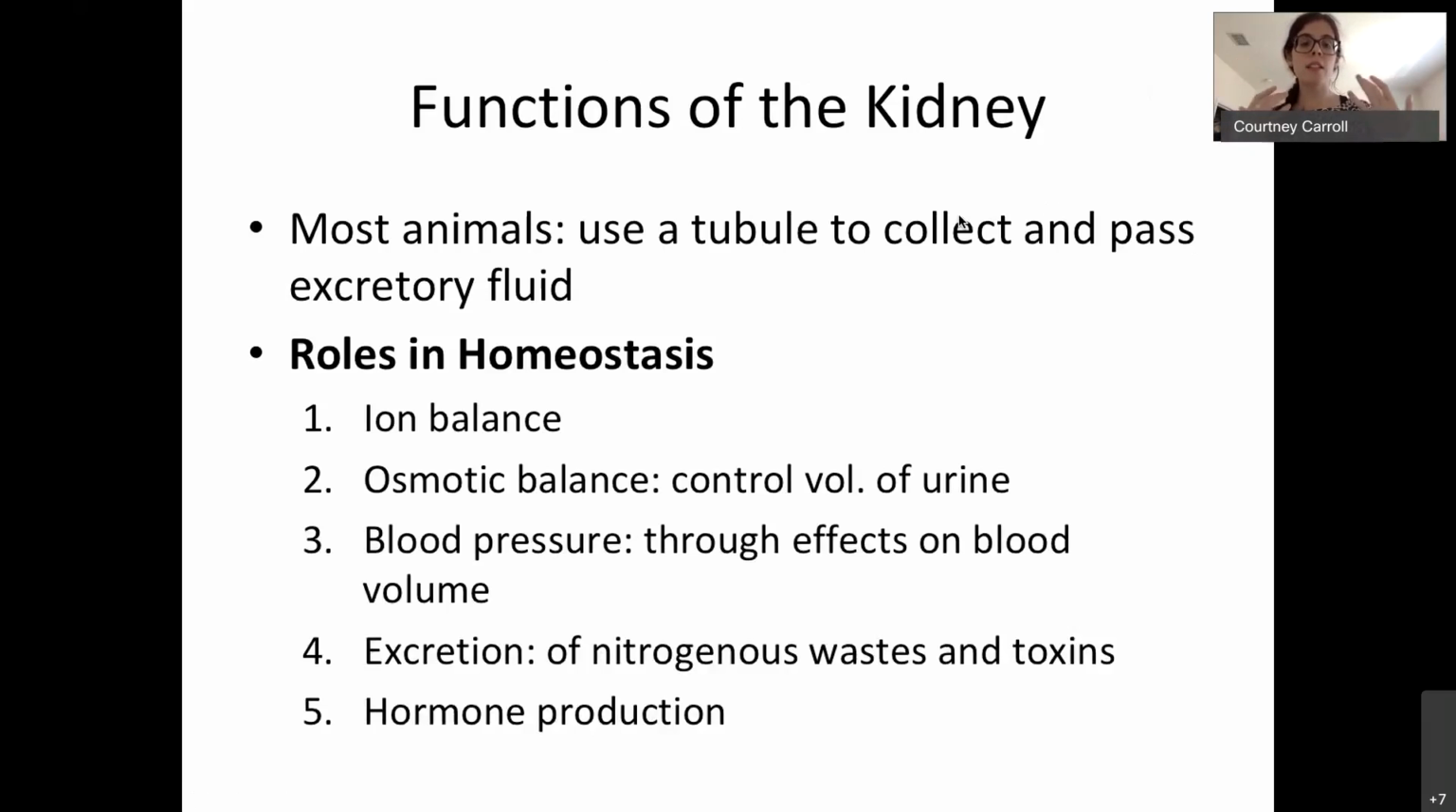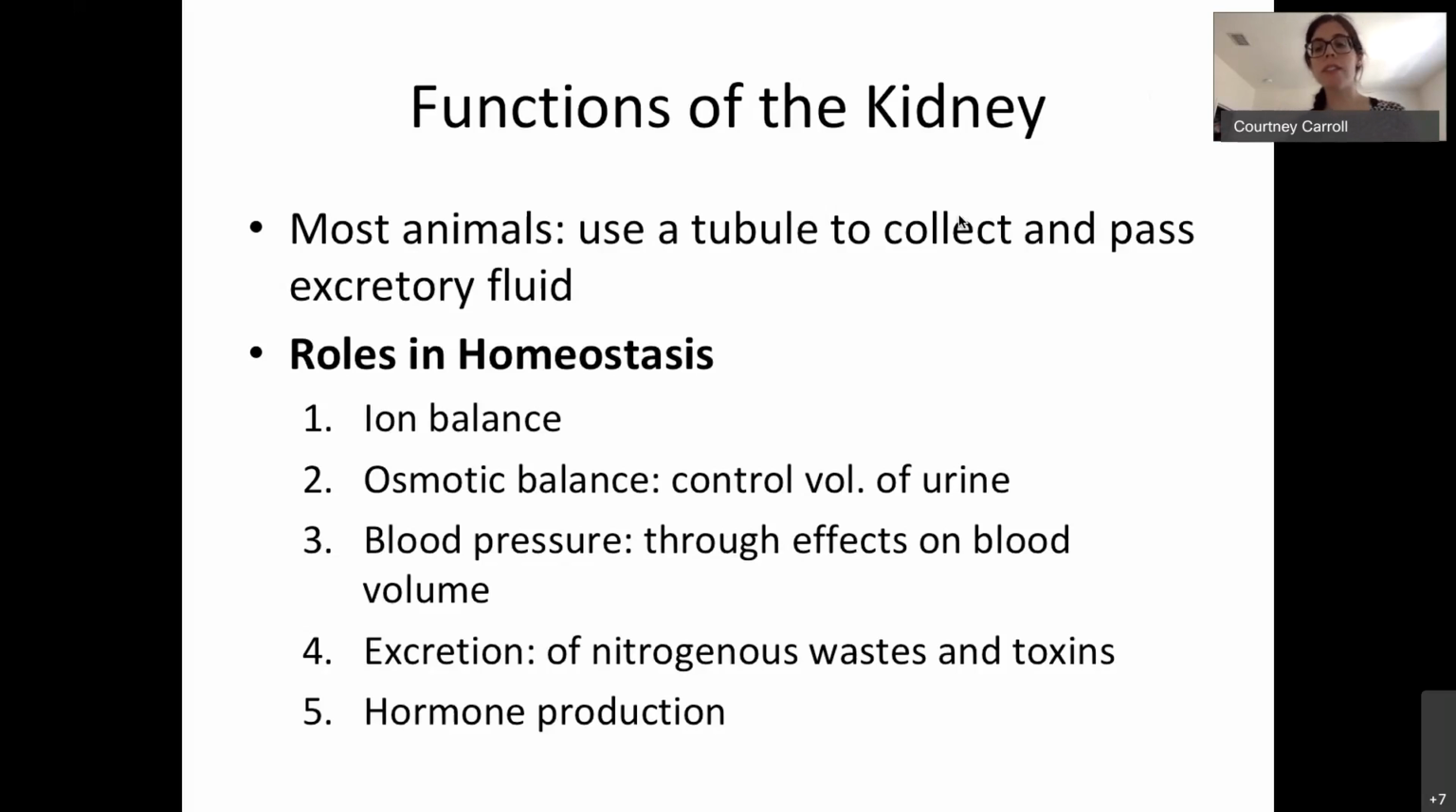The kidney needs to help us maintain the appropriate level of certain ions in our body. It needs to help us maintain osmotic balance, so the right amount of water. It needs to help us with our blood pressure. As we'll learn, the amount of water in your body relates to blood volume, which will determine blood pressure, or in part determine blood pressure. The kidney is also responsible for excreting wastes and toxins into the urine and getting them out of our body. And finally, the kidney can make its own hormones.